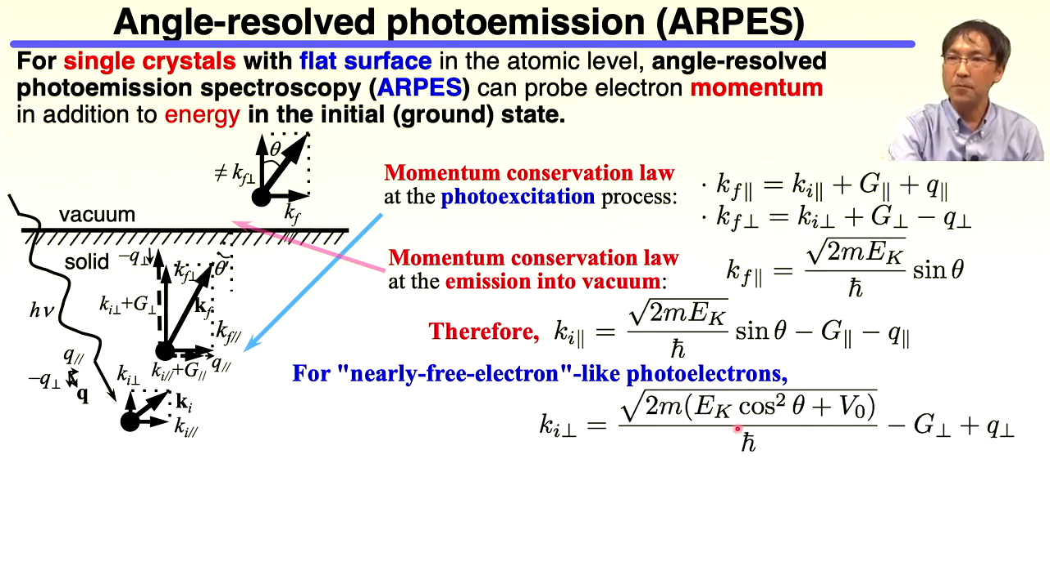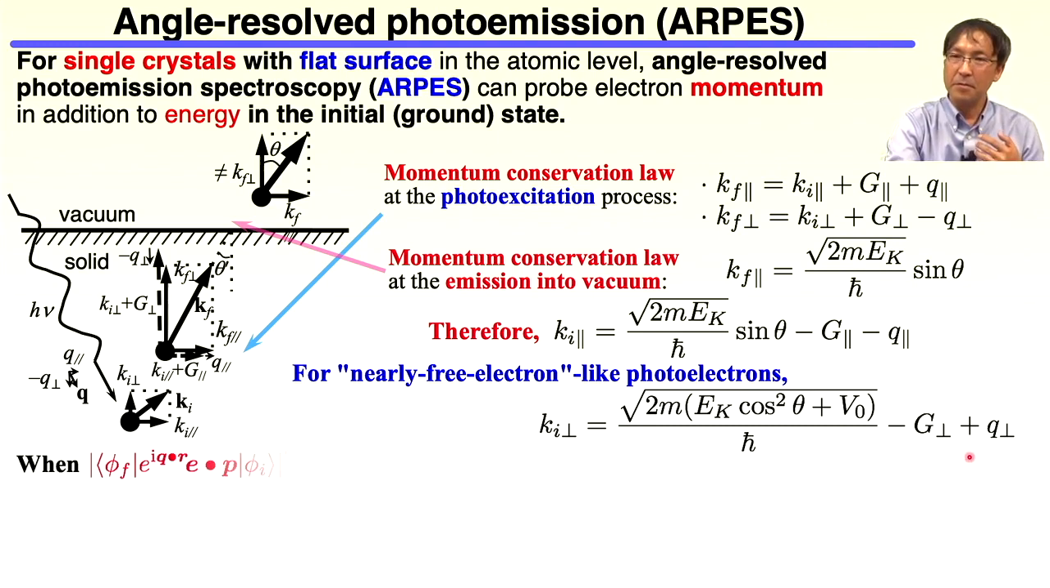Also for the direction perpendicular to the sample surface, the momentum along this direction is obtained when the nearly free electron approximation is available, which is the case when the photoelectron kinetic energy is high enough. Ki perpendicular is represented by this formula. Here, the plus direction of the photon momentum Q is taken along the downstream direction, opposite to the photoelectron propagation direction, and hence this sign is plus.